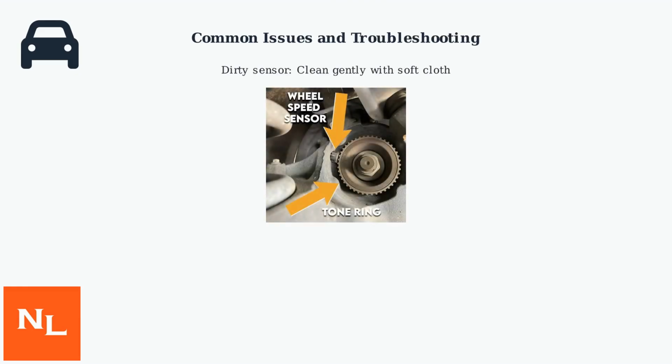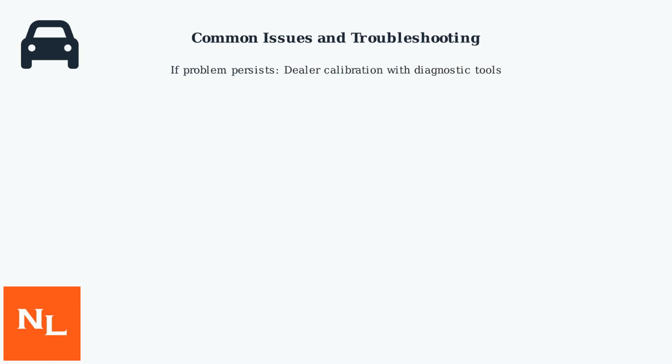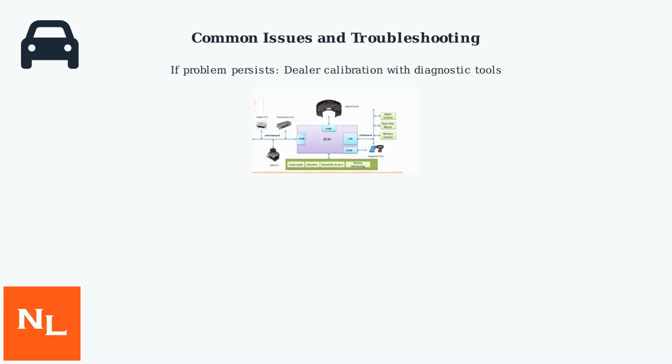If your auto lights aren't working, common issues include a dirty or degraded light sensor. Try cleaning it gently with a soft cloth. If the problem persists, have your Mercedes-Benz dealer calibrate the sensor using diagnostic tools. A faulty body control module could also be the culprit.